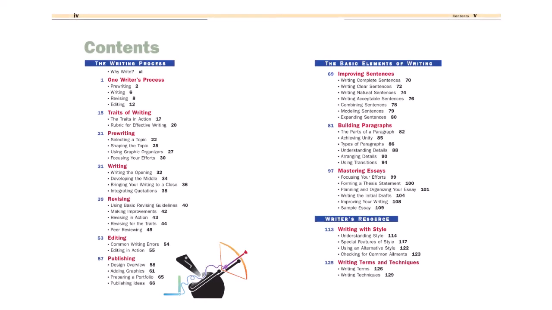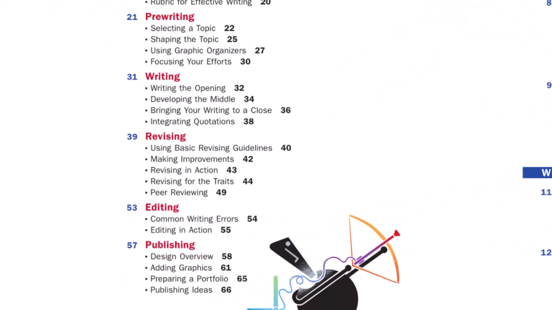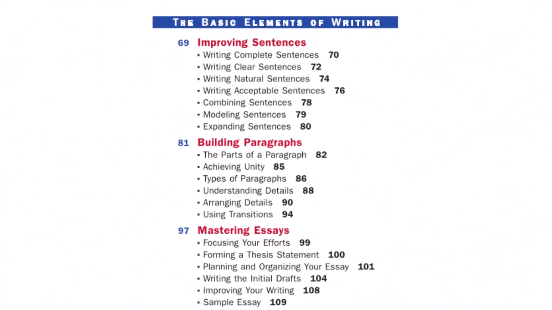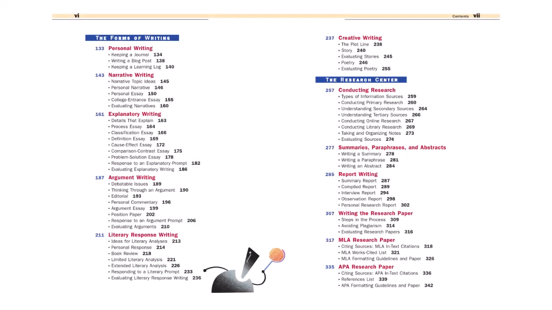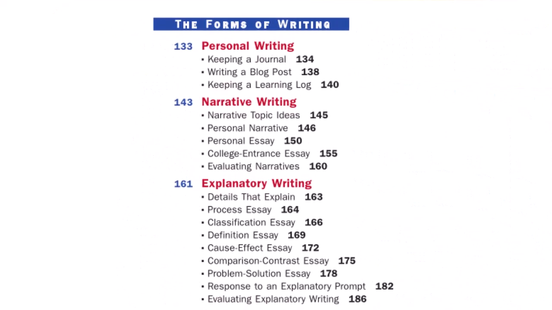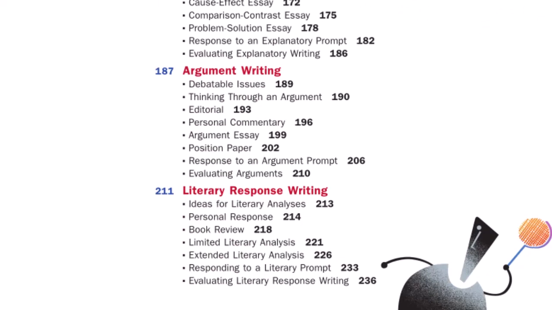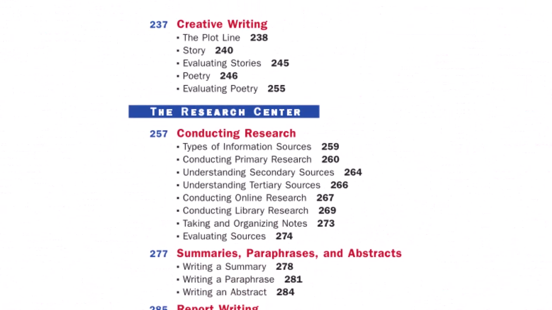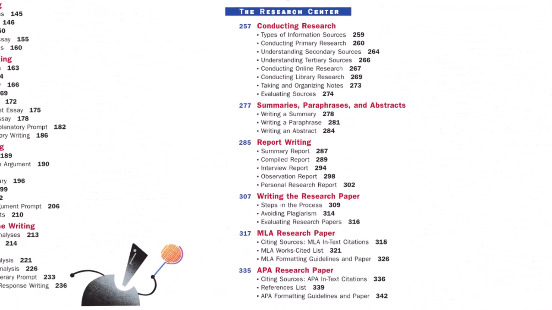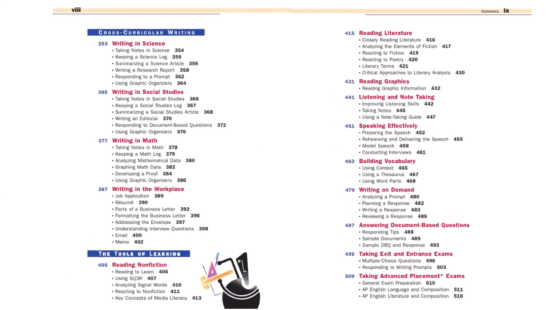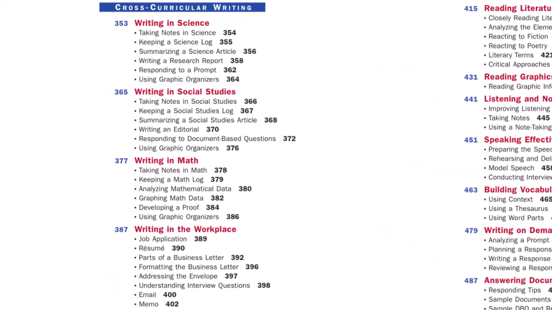The process of writing focuses on pre-writing, writing, revising, editing, and publishing. It also covers the basics of sentences, paragraphs, and essays. The forms of writing include the major modes: personal, narrative, explanatory, argument, literary, and creative. There's also a whole section on research, including MLA and APA research papers. You'll find separate chapters on writing in science, writing in social studies, writing in math, and writing in the workplace.